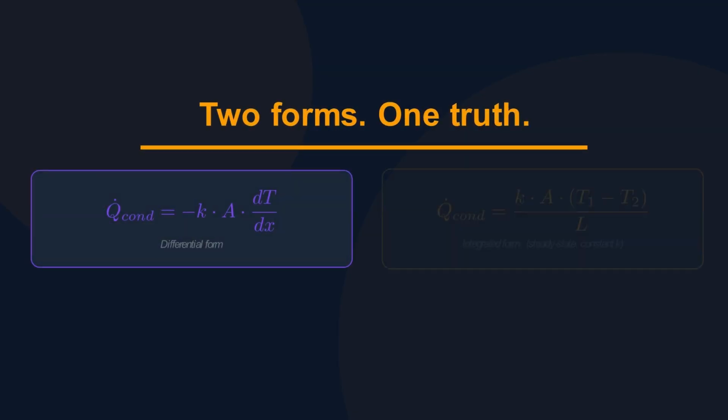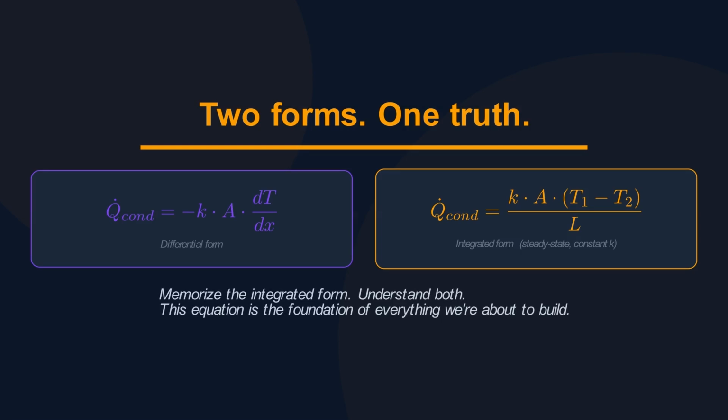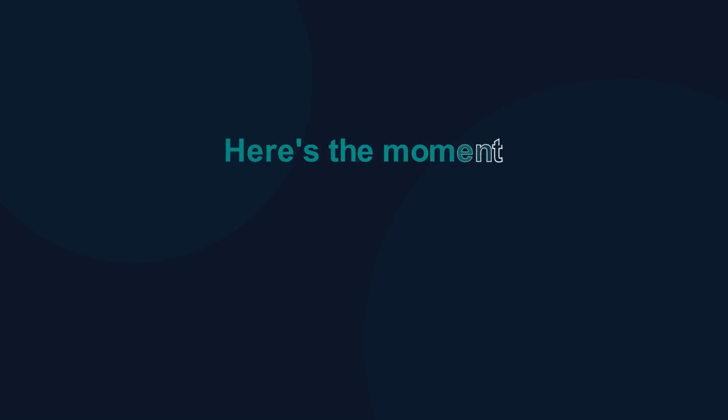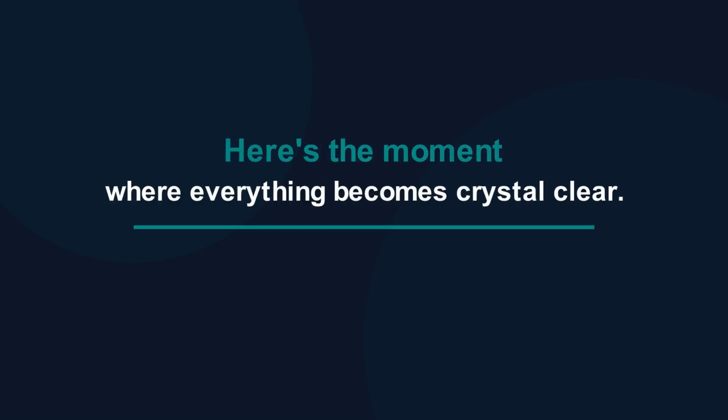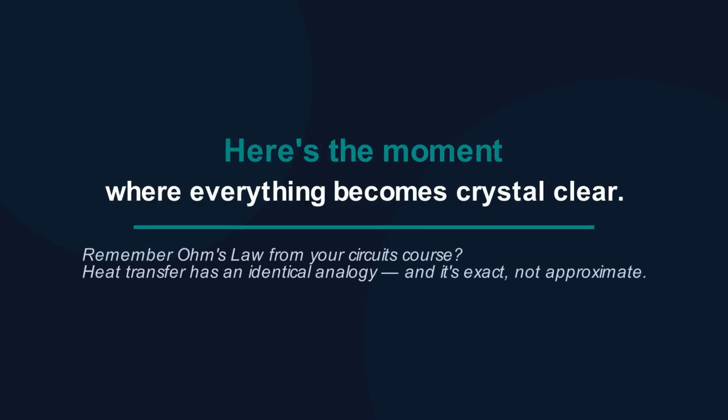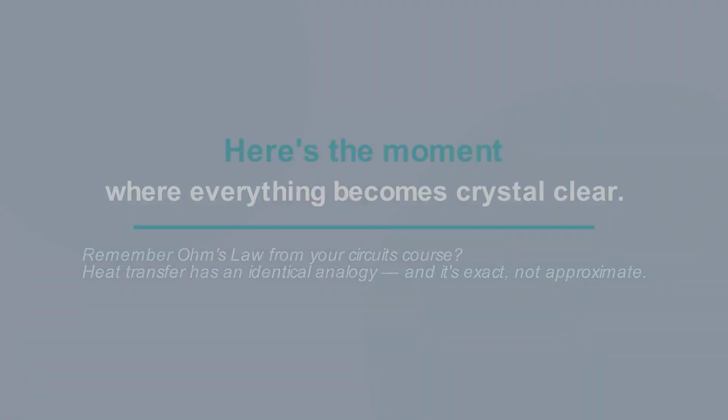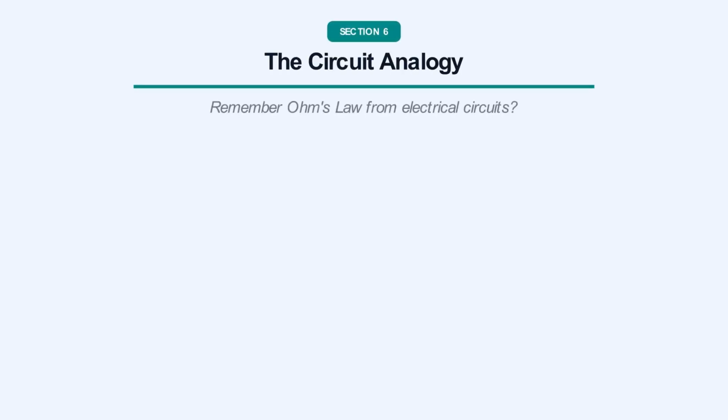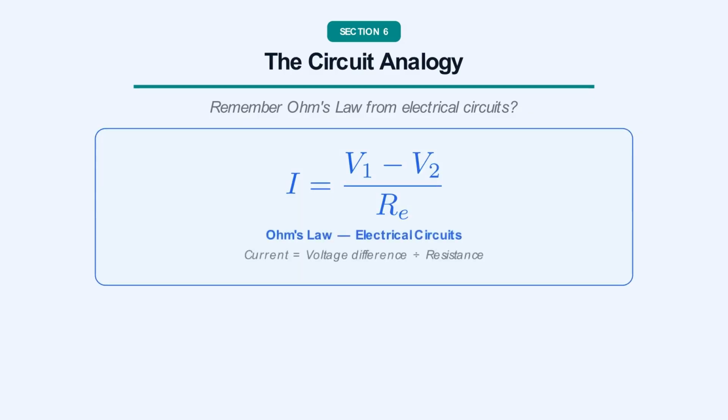This equation is the foundation of everything we're about to build. Memorize it, understand it, and love it because we'll use it again and again. Here's the moment where everything becomes crystal clear. Remember Ohm's law from your electrical circuits course? I equals V1 minus V2 over RE. Current equals voltage difference divided by resistance.